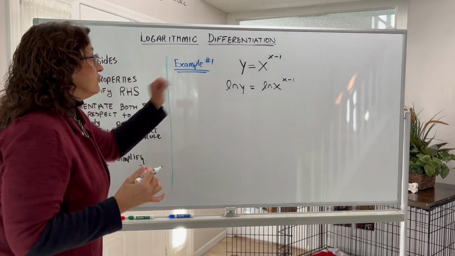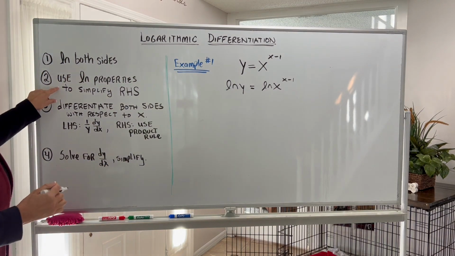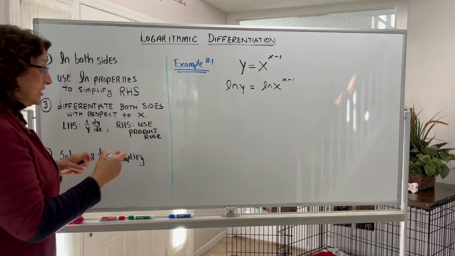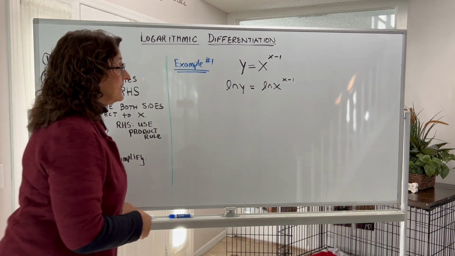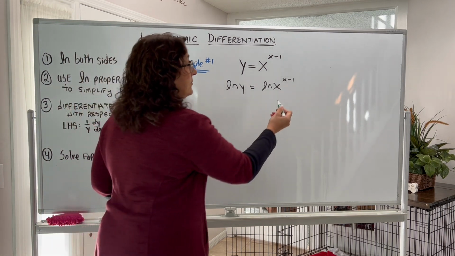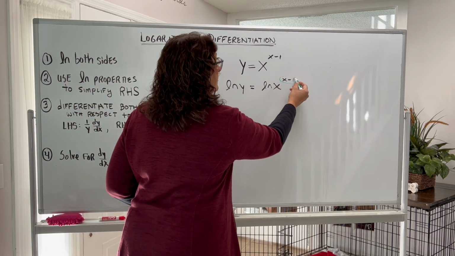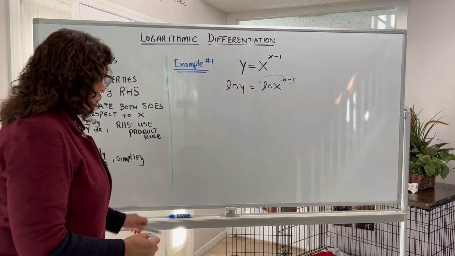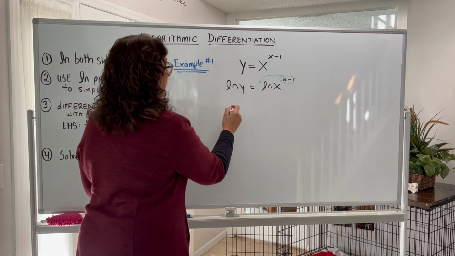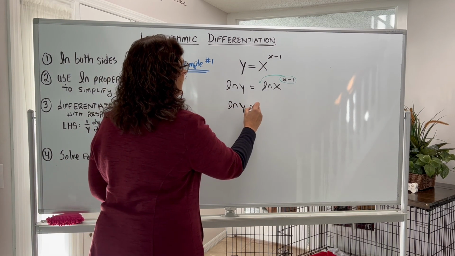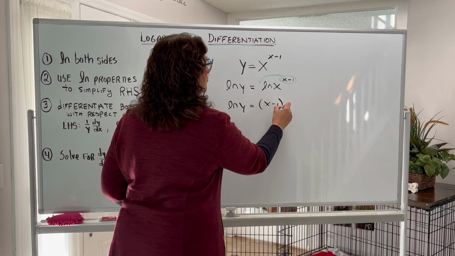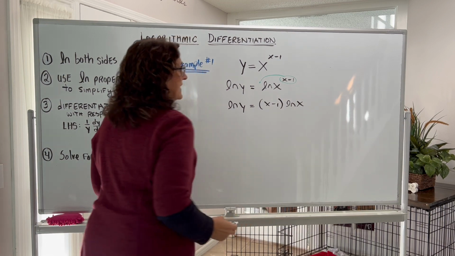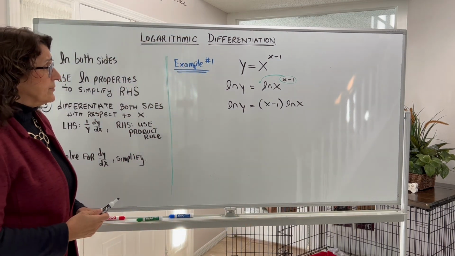Once we finish natural log both sides of the equation, we want to go to the right-hand side. We're going to use our properties to simplify. Now, what does it say we can do? It says we can take this exponent here and drop it around front. So the left-hand side, we still have natural log y on the left. The right-hand side, x minus 1 times the natural log of x. All right, simplify using the properties.